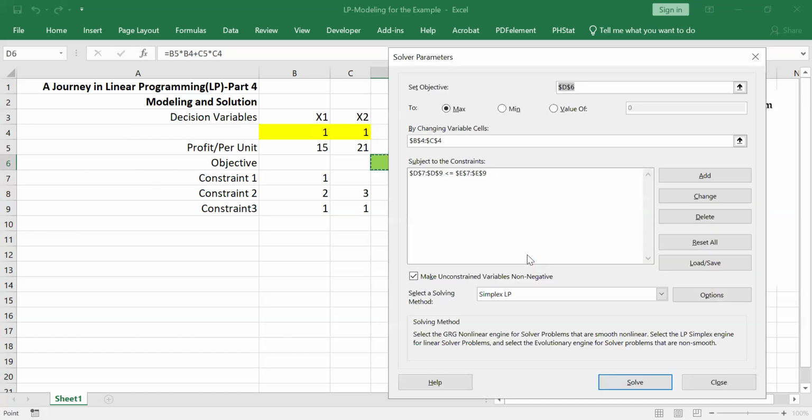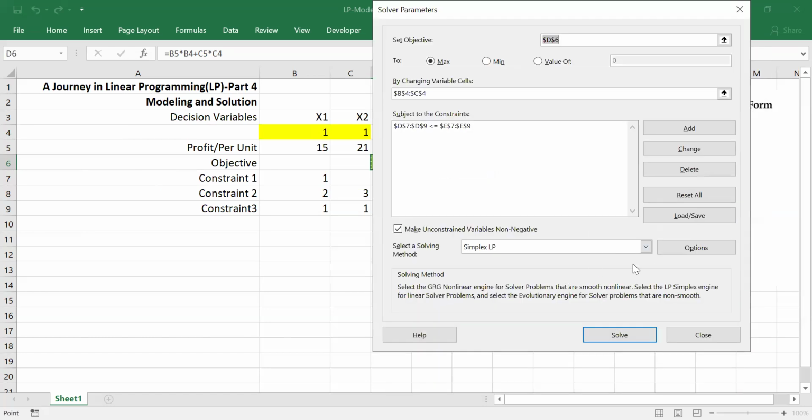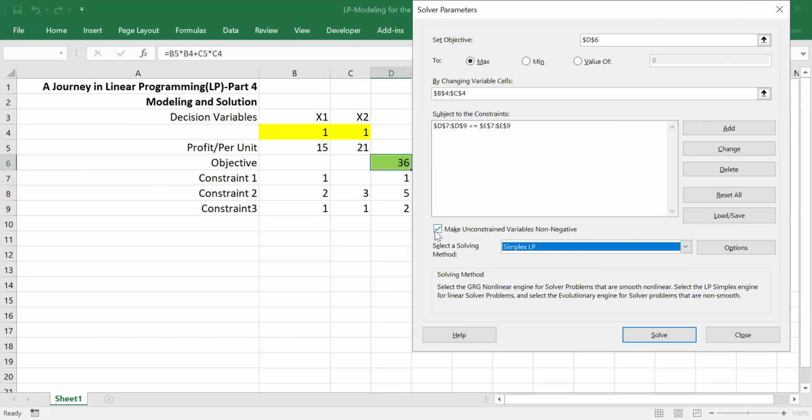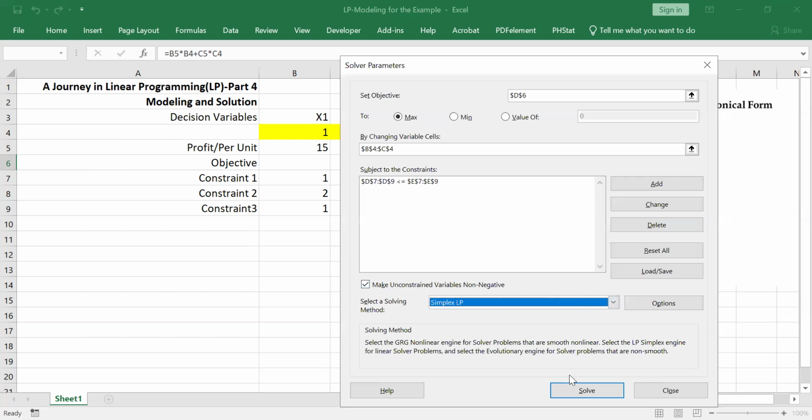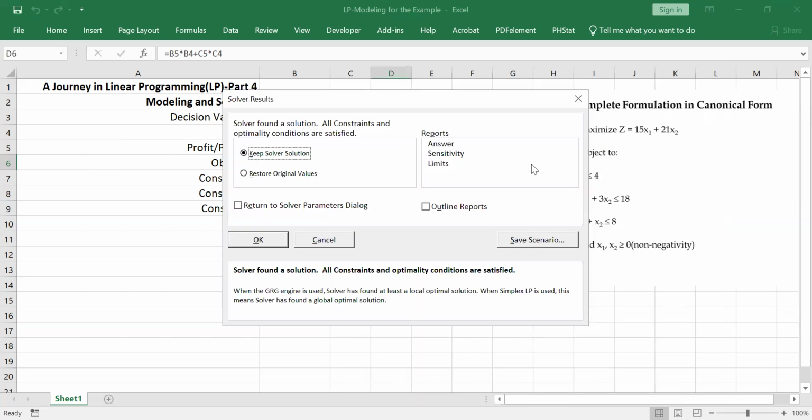So the model is formulated. I need to state it is simplex LP, linear programming using simplex method. The non-negativity constraint is by default there: make unconstrained variables non-negative. And now I am ready to solve. Let us see what the computer gives. Solve. It says solver found a solution and all constraints are satisfied. Now we have solved the problem.